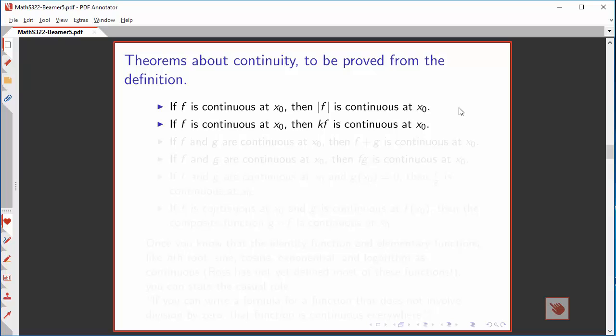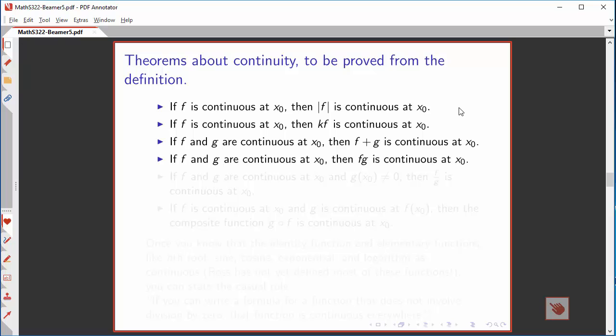If you have a continuous function f and multiply it by a real number k, the result's another continuous function. If you have continuous functions f and g, then their sum, f plus g, is continuous. And you may already be able to visualize how the sequence definition of continuity is going to pay off here, because we've already proved that the limit of the sum of two sequences is the sum of their limits.